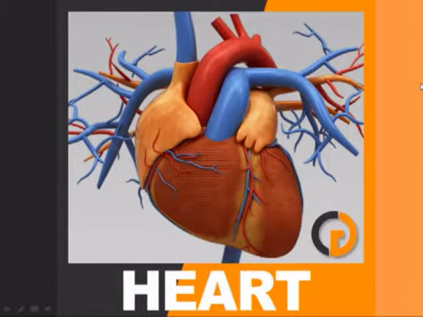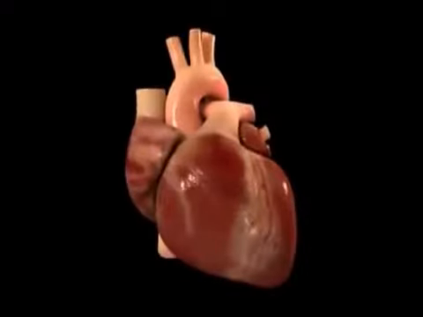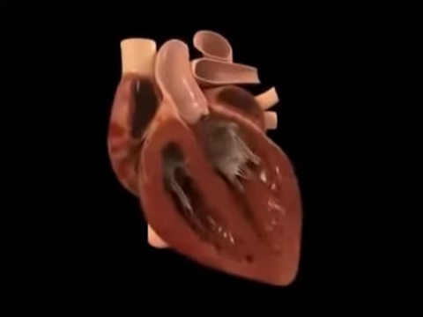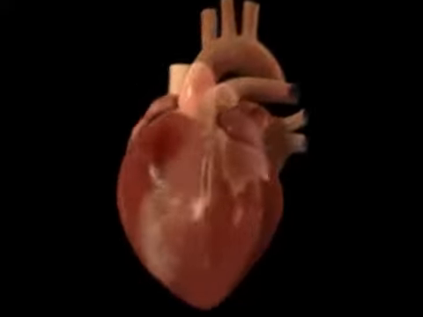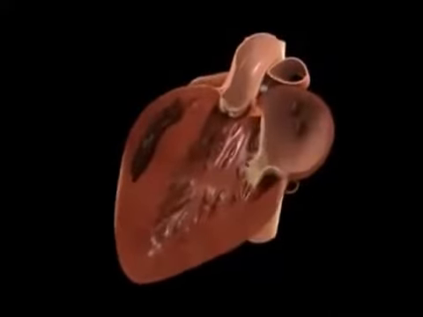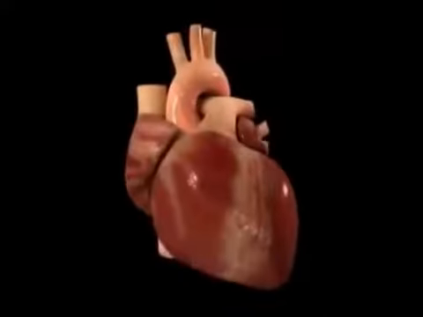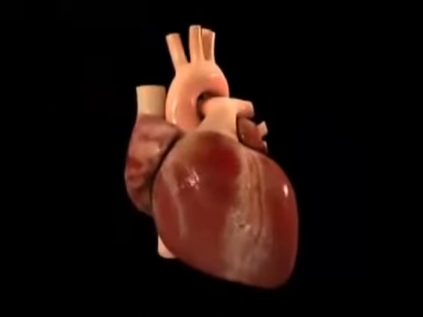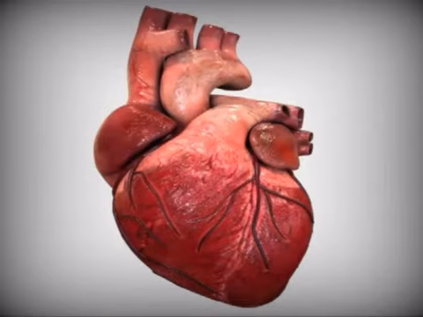Now let us learn more about the structure of the heart. Our heart is a hollow and muscular organ. And if you look at the shape, it is somewhat conical.